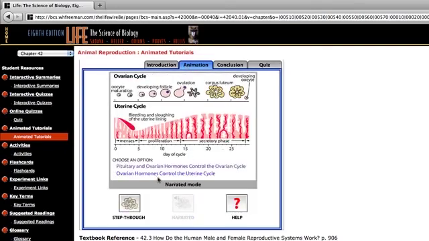The ovarian and uterine cycles are controlled by an interplay of hormones. Select an option. So we're going to see how the ovarian cycle is actually regulated now by the effects of estrogen and progesterone.